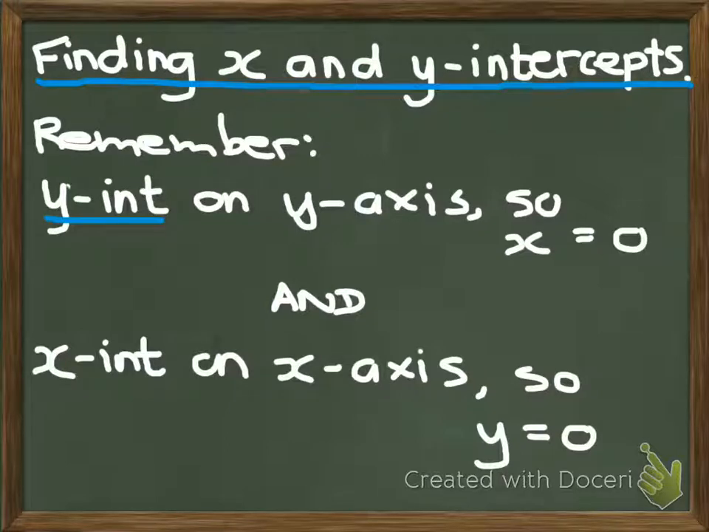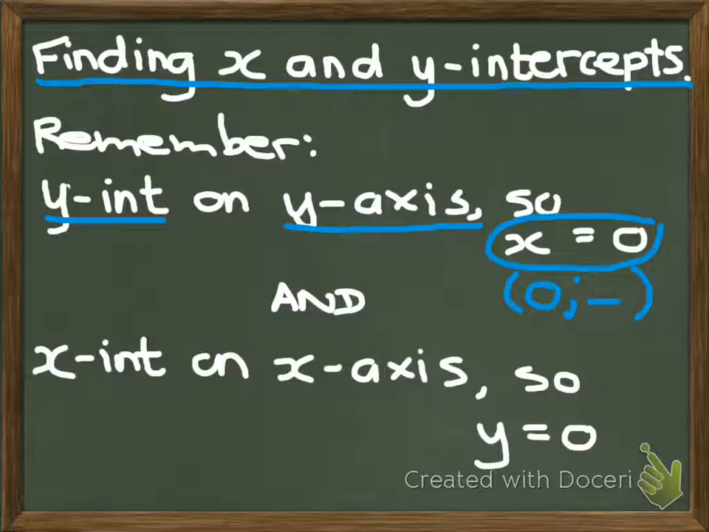Your y-intercept is a point on the y-axis, and remember all points on the y-axis have the x-coordinate 0. So if you're trying to find your y-intercept, it's always going to be the point (0, something). And to find that something, you're going to substitute x equals 0 into your equation and solve for y.